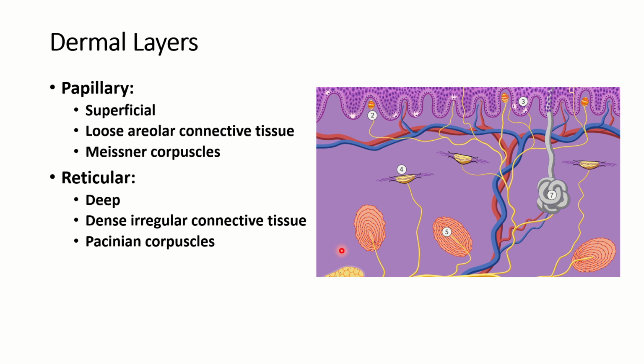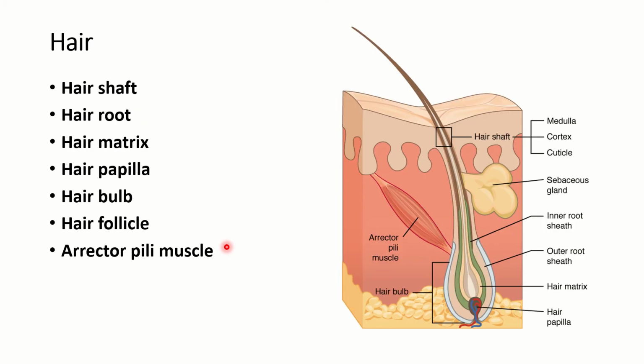The reticular layer is deeper than the papillary layer, and that's made of dense irregular connective tissue, so a lot of collagen fibers. And here you have the Pacinian corpuscles or lamellated corpuscles. Another name for Pacinian is lamellated because it's made of layers. And for the Meissner corpuscle, another name is tactile corpuscle. The Pacinian corpuscle is for deep pressure and high grade vibration.